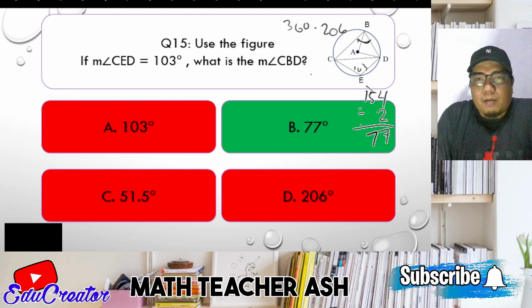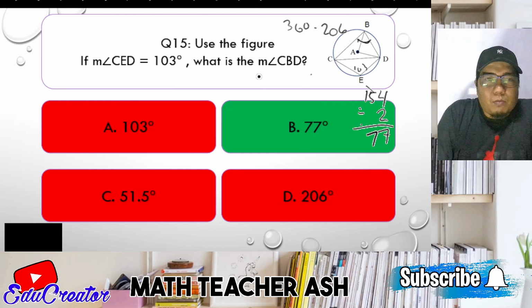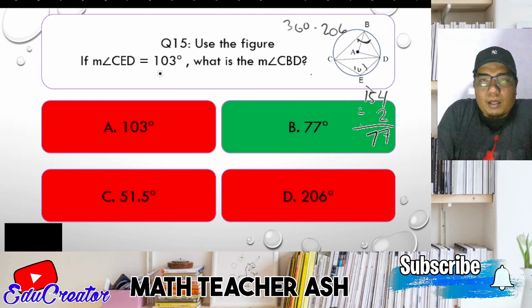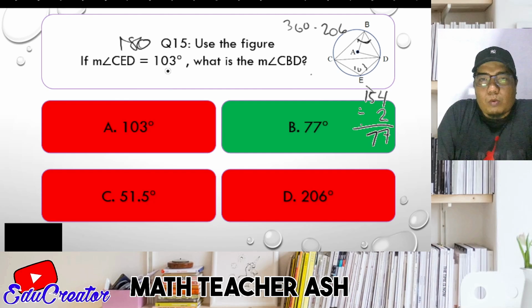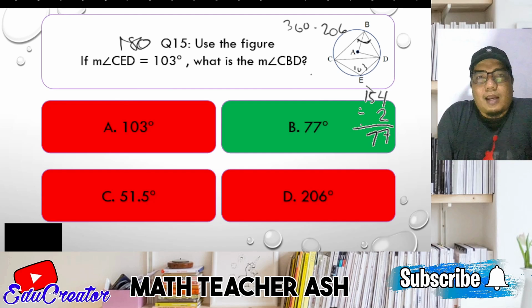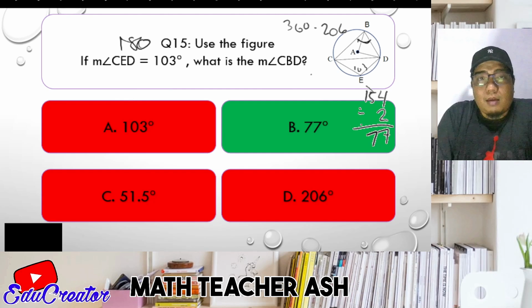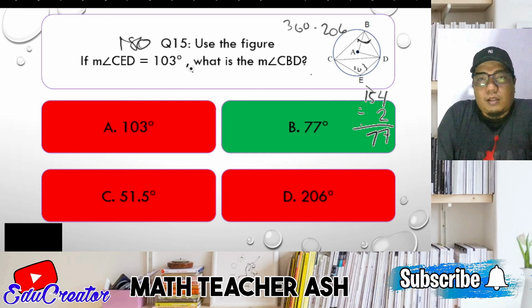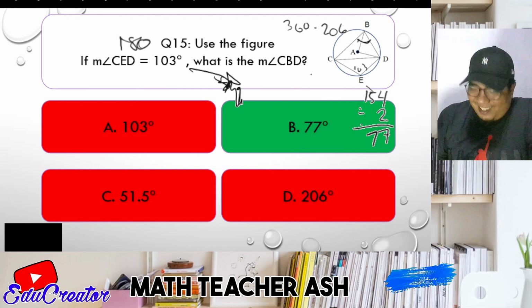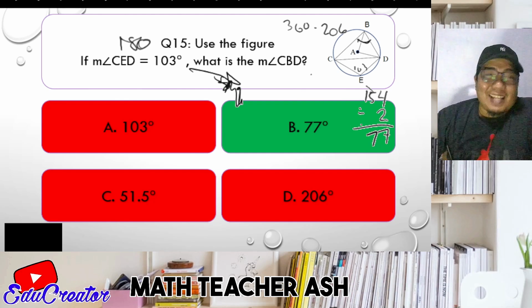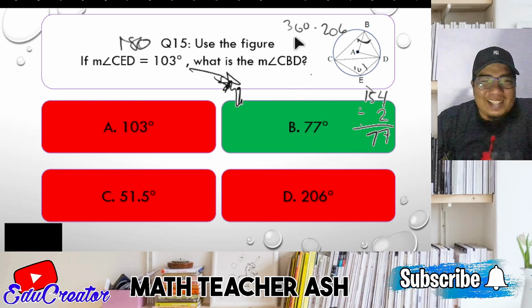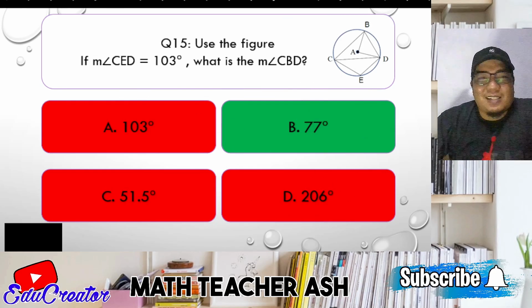So given ka ng, meron ka ng 103 dito, di ba? Okay, so ang gagawin mo lang is, itong 103 na ito, i-minus mo lang sa 180. So, 180 minus 103. Ilan ang kailangan ni 103 para maging 180 degrees? Of course, ito yung sagot. So, tamang-tama talaga, my dear math learners. At easy lang din. Alright. So, now let us go to the next question.